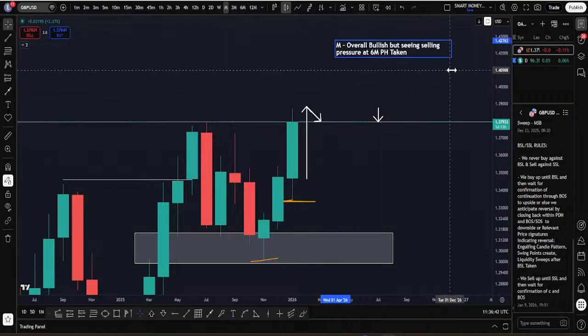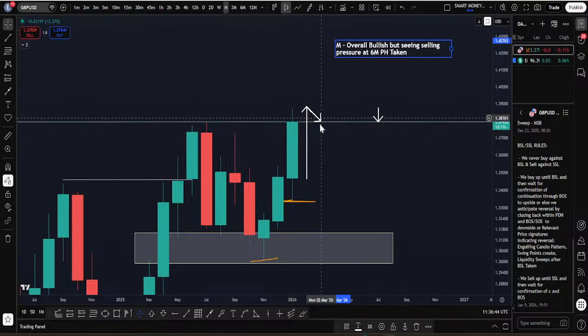What I need to determine now is the job of the trader. We need to determine whether price wants to continue higher for the New York session or whether it wants to reverse. That's all we're doing here. I'm just giving my thoughts on this.